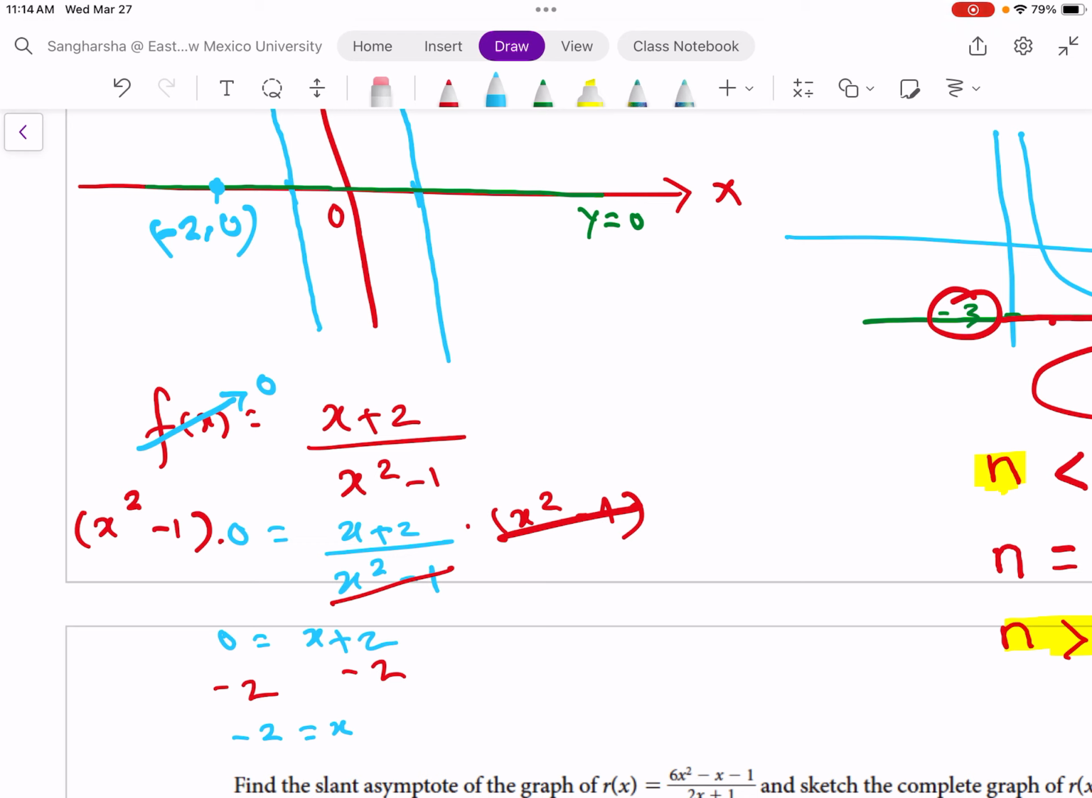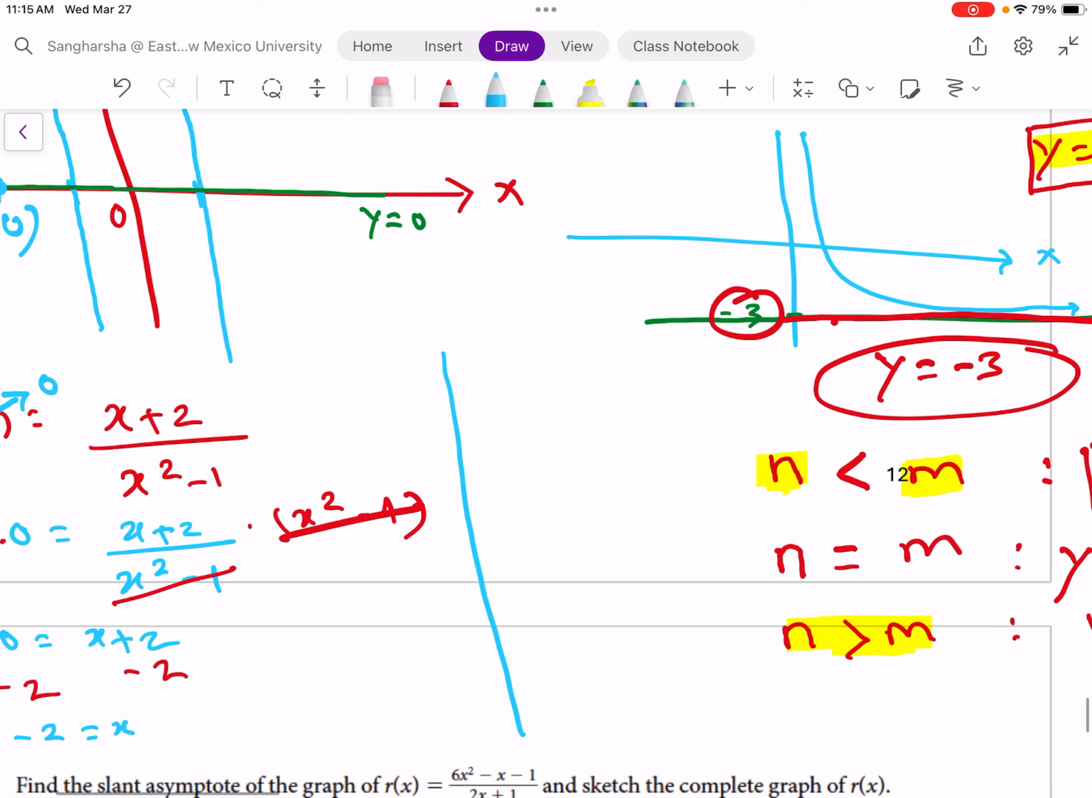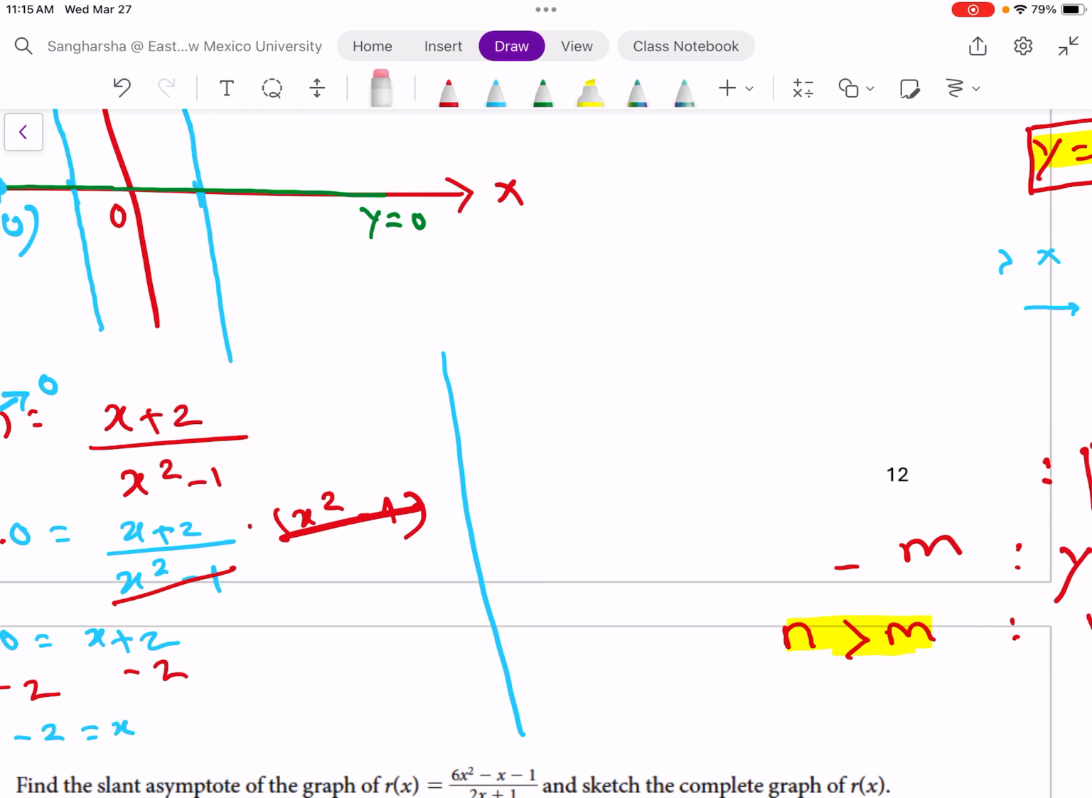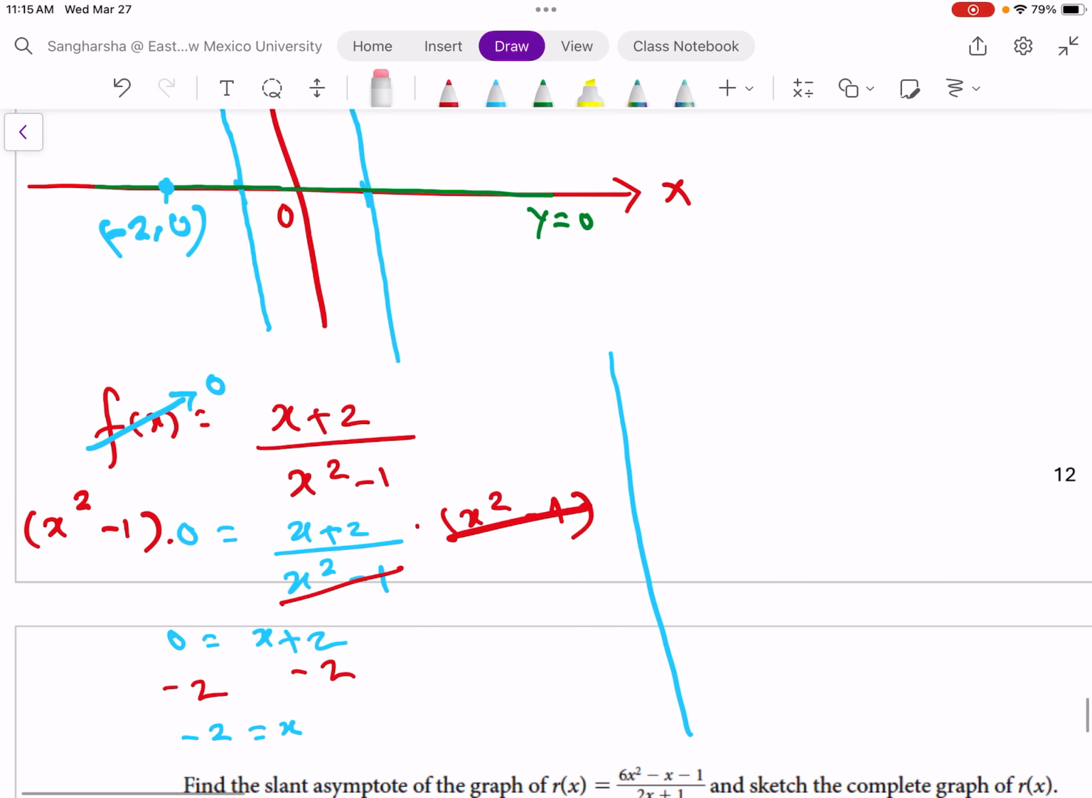Now let's find the y-intercept. How do we find the y-intercept, and what does it mean? We are finding a point on the y-axis, right? And every point on the y-axis has an x coordinate equal to 0.